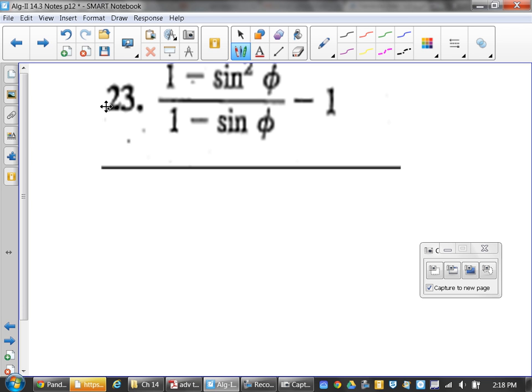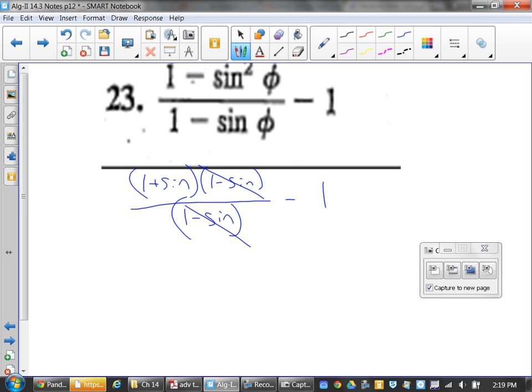All right, take a look at this one. 1 minus sine squared over 1 minus sine, all minus 1. We could do the same thing: cosine squared over 1 minus sine. Yeah, that's one way of doing it, but take a look at your first fraction. Isn't the numerator a difference of squares? Is 1 a perfect square? Yeah. Is sine squared a perfect square? Yeah. Is that a subtraction sign? Yeah. So what can I break that into as far as two terms? Plus and minus. So I will go 1 plus sine, 1 minus sine, all over 1 minus sine, minus 1. What happens? The 1 minus sine cancels. You get 1 plus sine minus 1, therefore your answer is sine.